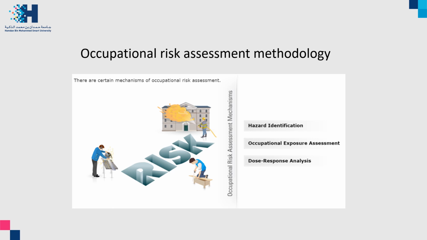Occupational risk assessment typically includes three main components: hazard identification, occupational exposure assessment, and dose-response analysis. Hazard identification. This involves identifying potential hazards in the workplace that could cause harm to workers. Hazards can include physical, chemical, biological, ergonomic, and psychosocial factors. This step involves gathering information about the hazards and their potential effects on workers.